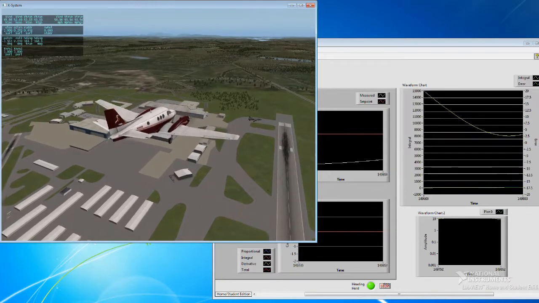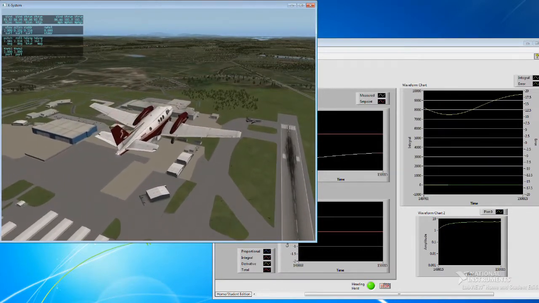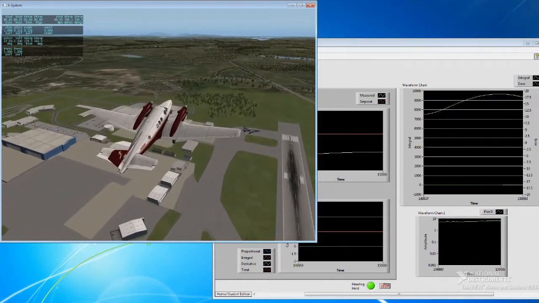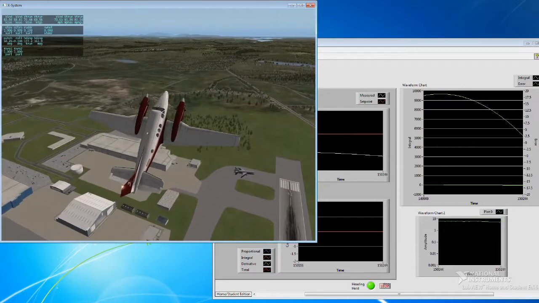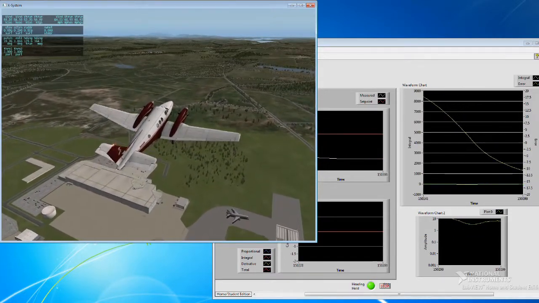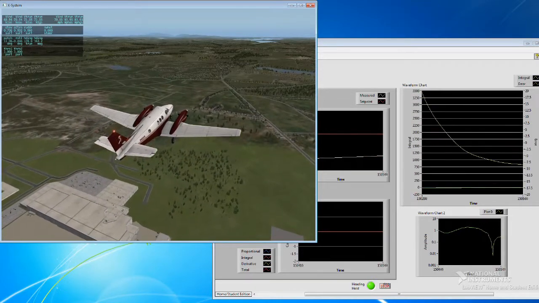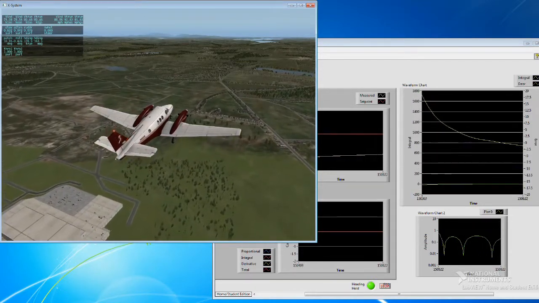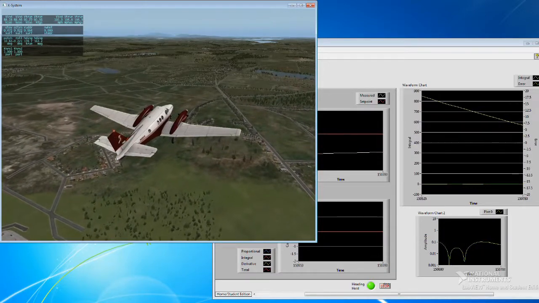The other thing that it could do, which would be interesting, is that if it got enough speed up, it would actually go past 90 degrees of pitch and pitch over to being upside down. I don't think it's going to do that. It looks like it's okay, so it's actually recovered there.